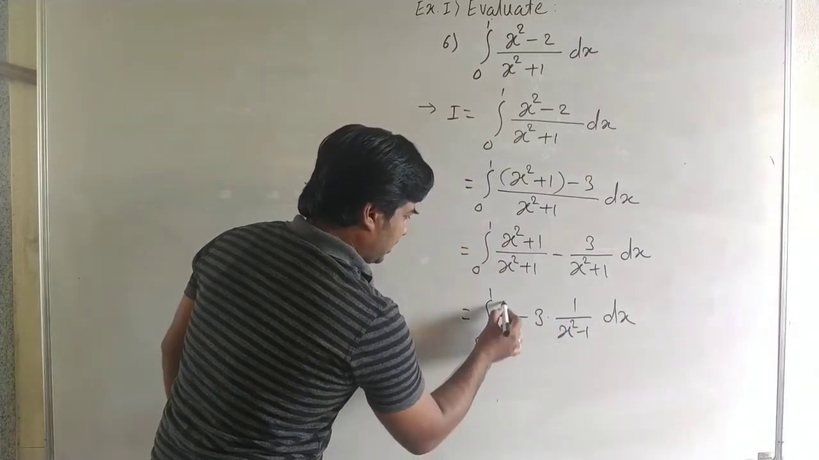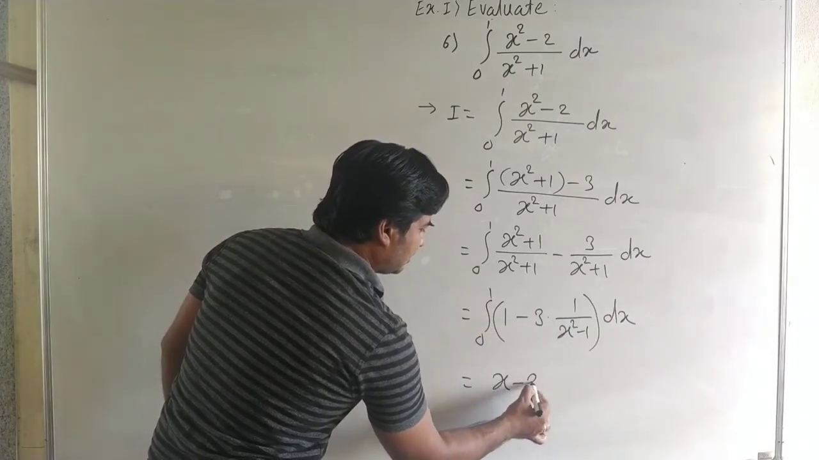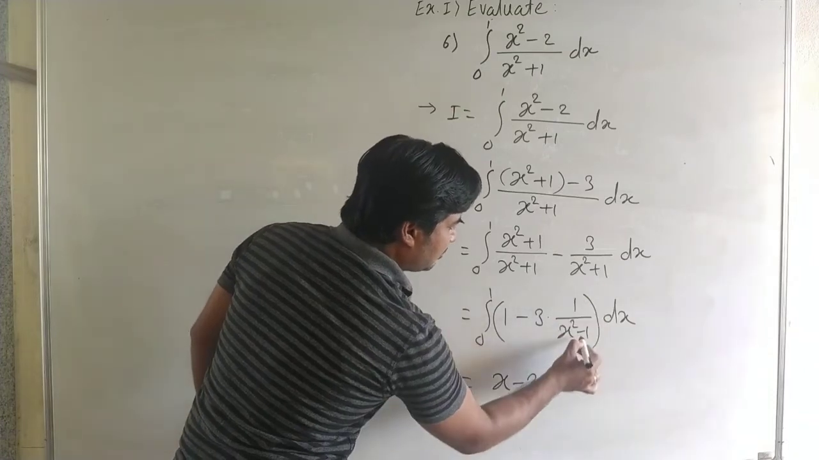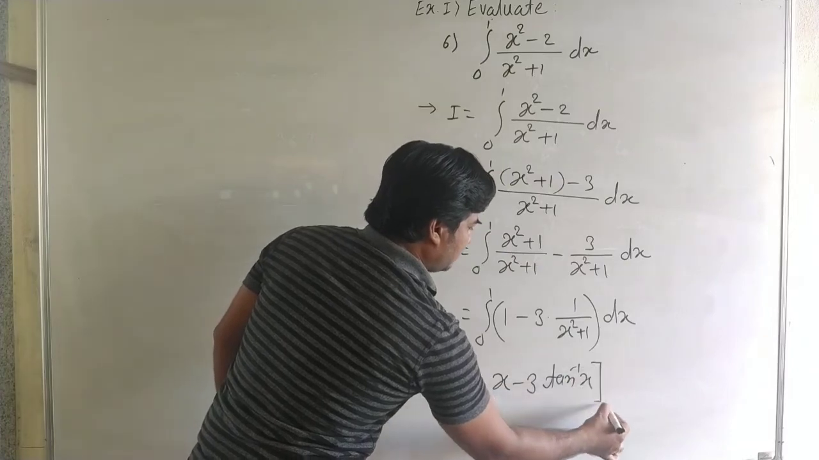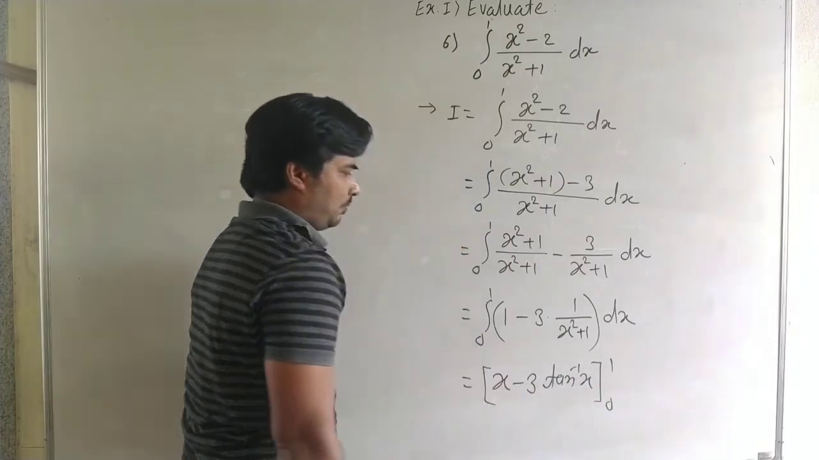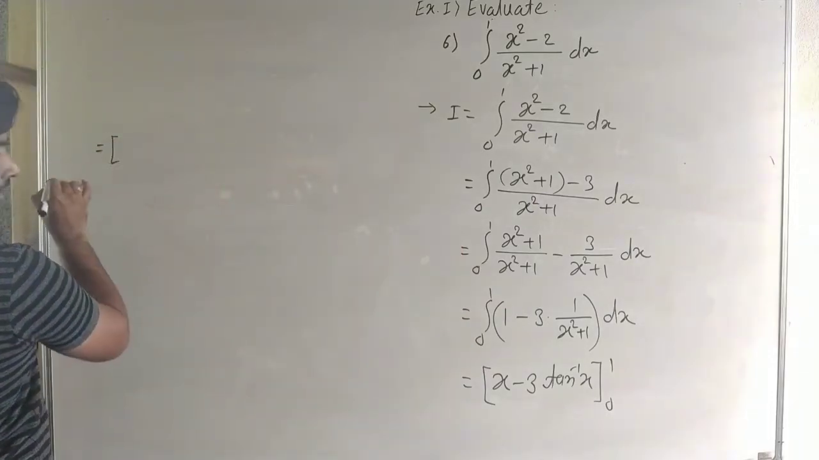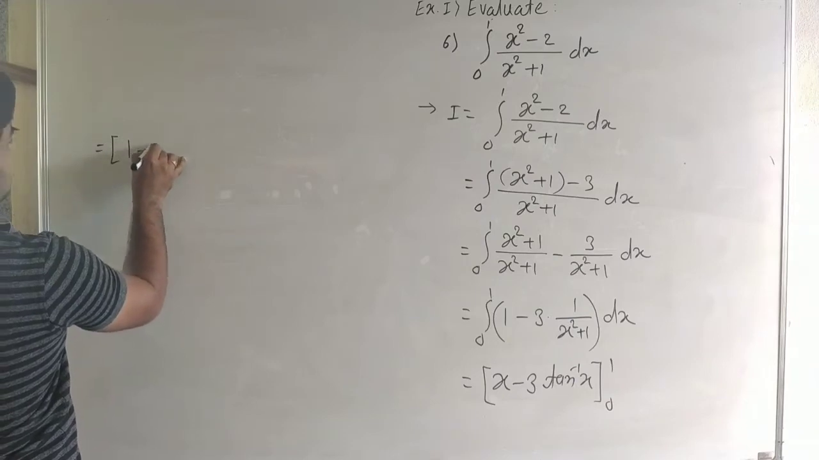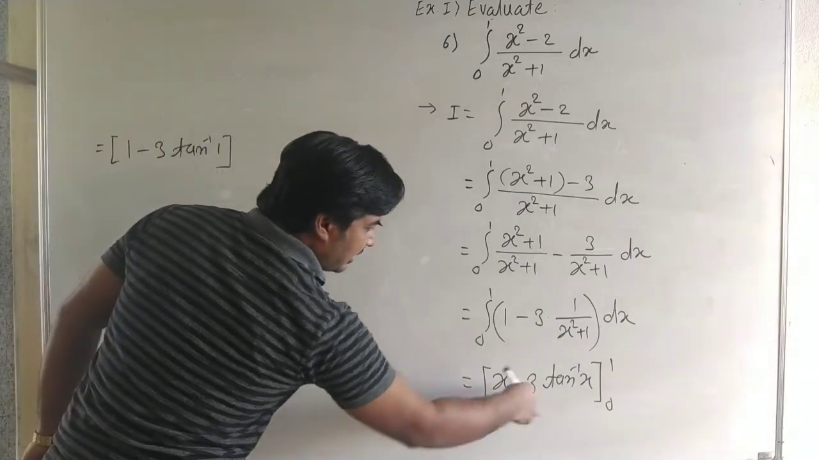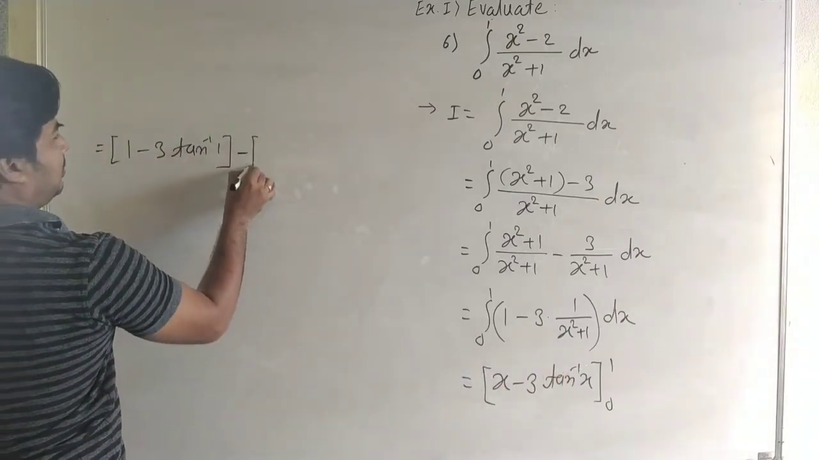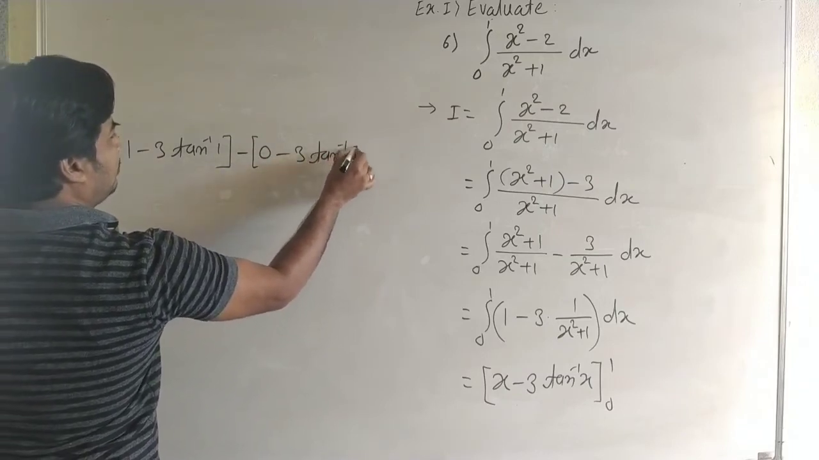Okay, see carefully this. Now integral of 1, it is x, minus 3 into integral of 1 upon x square plus 1, it is tan inverse x, and limit 0 to 1. Now upper limit minus lower limit. First we put the upper limit. Upper limit, it is 1. 1 minus 3 into tan inverse of 1. Here we replace x by 1. Now minus, we replace x by 0. 0 minus 3 into tan inverse of 0.